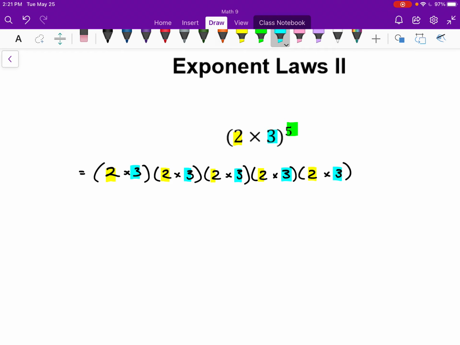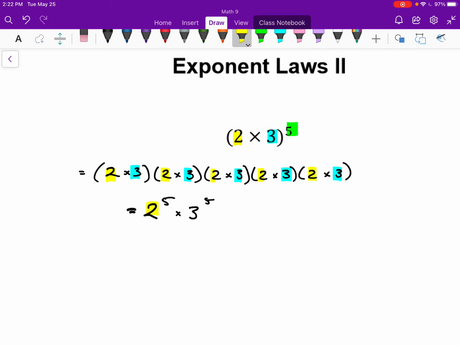Well, in the end, 2 times 3 to the power of 5 is the same as 2 times 3 times 2 times 3 times 2 times 3 times 2 times 3 times 2 times 3. I have a whole bunch of multiplication going on right here, and the order we multiply never matters. So if I want, I can change the order around. Notice in the end, I have 2 times itself 5 times, and I have 3 times itself 5 times.